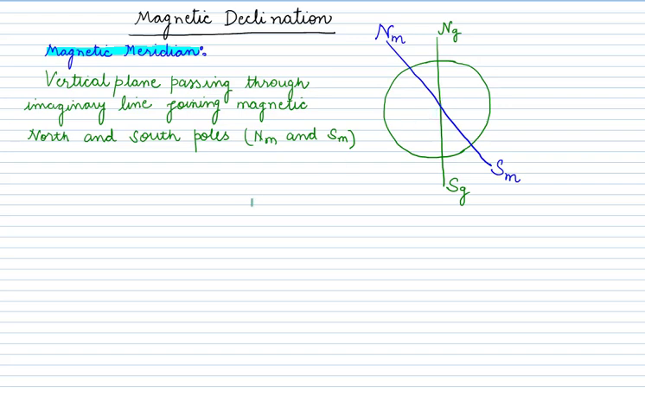That means if you take a compass and allow it to swing, it will always line up with this magnetic meridian. That means the axis of the compass will always be along the magnetic axis. The north pole of the magnet points to the magnetic north pole and the south pole points to the magnetic south pole. As simple as that. This is the magnetic meridian we have studied. Similarly, we can define a geographic meridian.